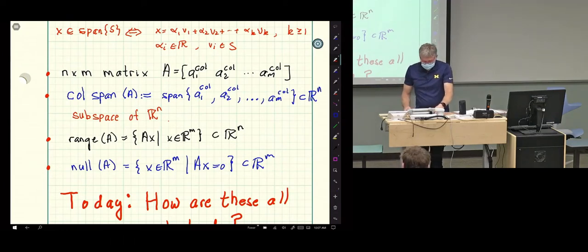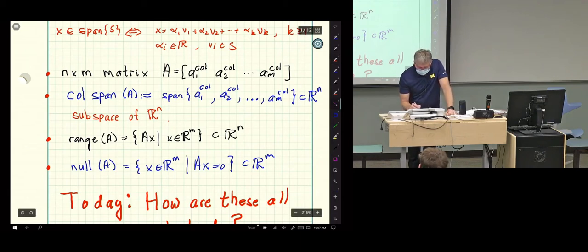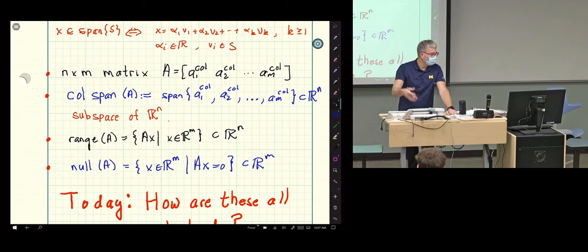So you take all of the columns. So A has m columns if it's n rows and m columns. Now it could be that some vector here is a linear combination of the other one, so it's redundant, but it's still in the span of the columns of A. So you take all of the columns. Okay?